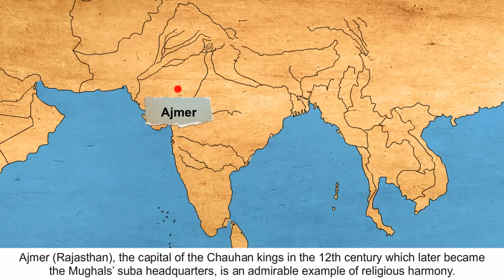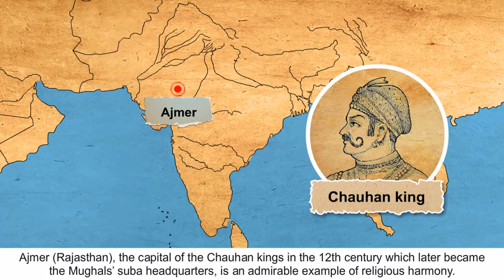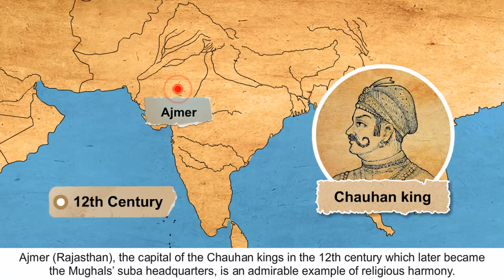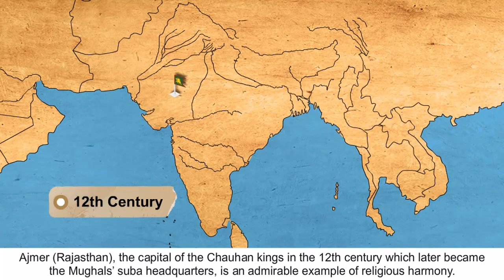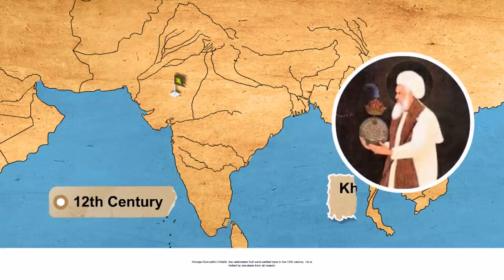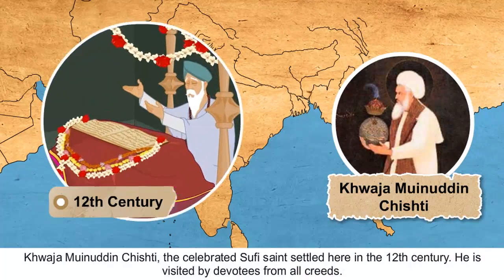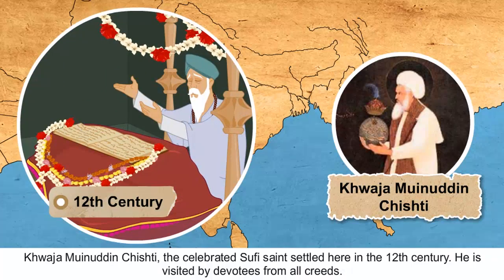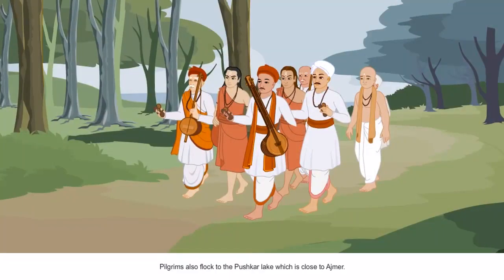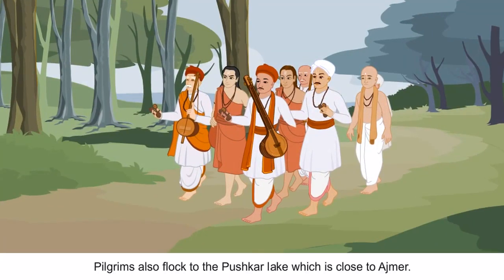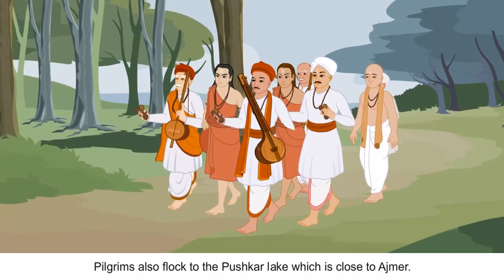Ajmer, Rajasthan, the capital of the Chauhan kings in the 12th century, which later became the Mughals' Suba headquarters, is an admirable example of religious harmony. Khwaja Moinuddin Chishti, the celebrated Sufi saint, settled here in the 12th century. He is visited by devotees from all creeds. Pilgrims also flock to the Pushkar Lake, which is close to Ajmer.